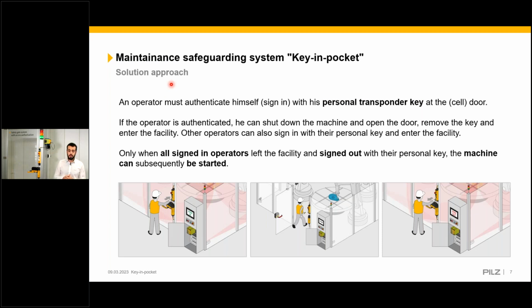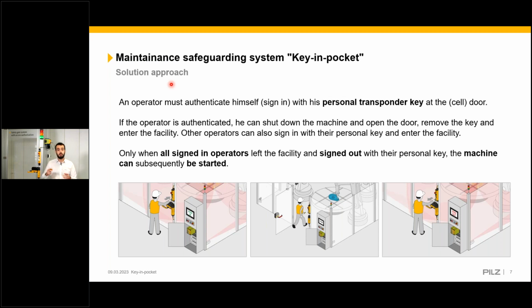Our solution approach is quite easy to understand. We have a sign in, sign out procedure. If I want to go inside the dangerous area, I have to sign in at the door or in the electrical cabinet. I sign in with an RFID key, those are the RFID keys right here. Once I have signed in, my security ID is stored safely in a safety controller. This means that the safety controller knows who is inside the dangerous area.